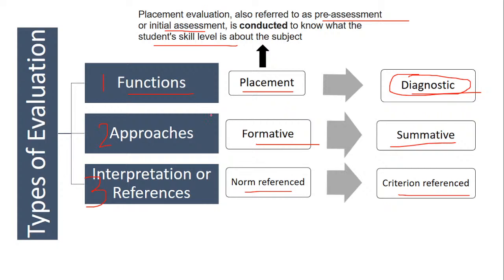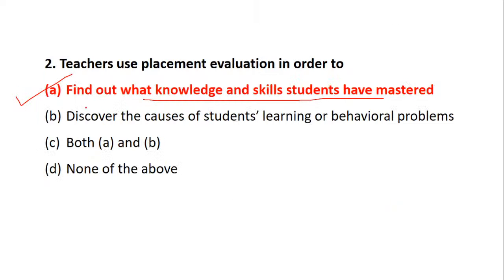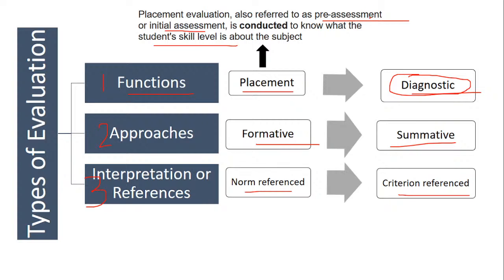Approaches, we have done formative and summative. Interpretation, norm reference and criterion reference. So please remember, now the question was what? Teachers use placement evaluation in order to do what? In order to find knowledge and skills students have mastered. Yes, it is an initial process in an institution. So it comes to knowledge and skills, but many students take it in a different way. Placement, they think it is a post evaluation, which is wrong. It is a pre. It's written very carefully over here. See, it's a pre-assessment. Is it clear?